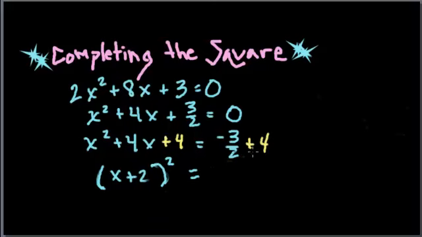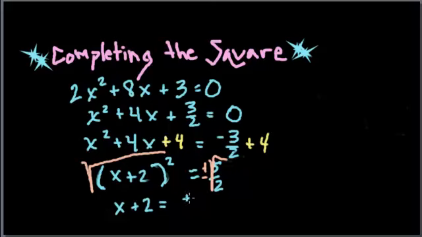The next thing I need to do is combine this little set of numbers. I'll need a common denominator. 4 is 4 over 1, so my common denominator would be 2. So this 4 is actually 8 over 2. Combining that with negative 3 over 2 would give me 5 over 2. Then this is perfectly set up for the square root property, so I'll use that. I will take the square root of both sides, remembering my plus minus case. Next, I would end up with x plus 2 equals plus or minus the square root of 5 over 2.